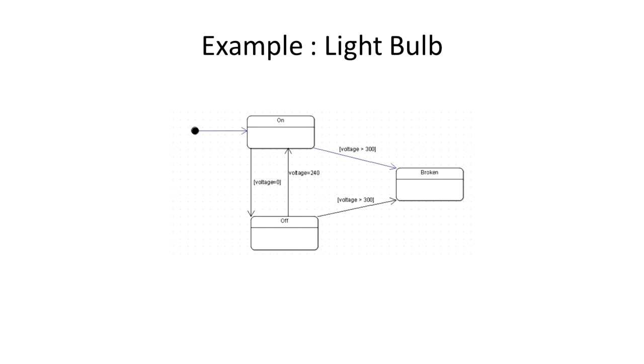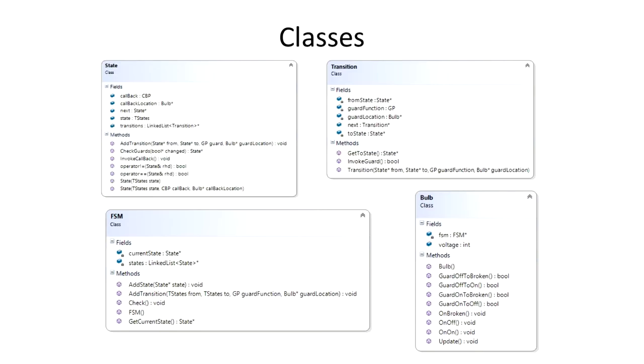But then the off state isn't the final state, you'll notice, isn't the black circle with the ring around it. Instead, this scenario is still live. We haven't reached the final state. And so from the off state, we can then transition to on if we supply a voltage of 240. But again, from the off state, if we supply a voltage of over 300, the light bulb then transitions to the broken state. Okay, so that's the logic for this scenario, the rules, if you like, for how we're going to model this scenario.